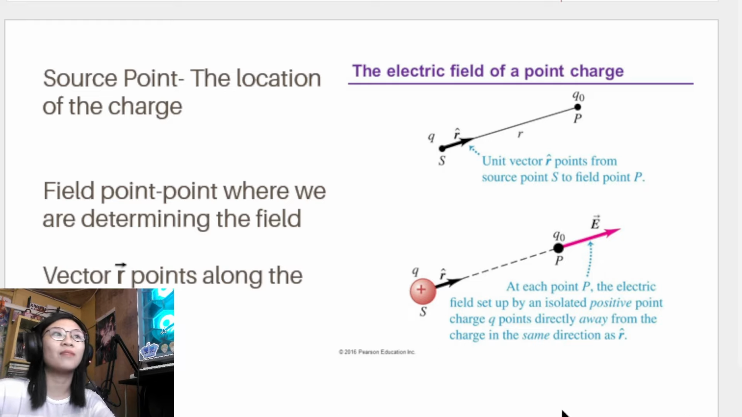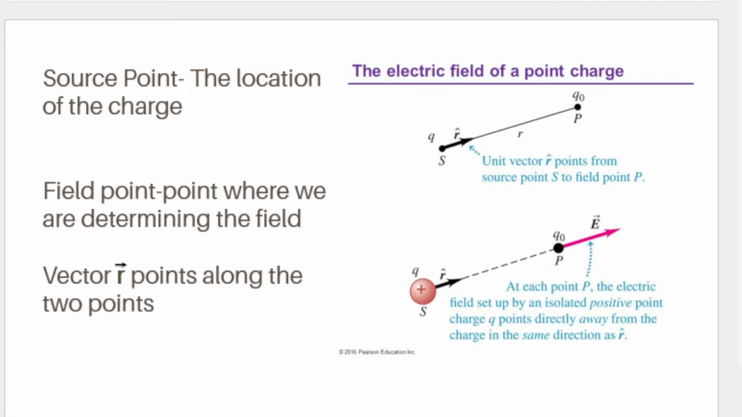So then we also have vector R. Vector R points along the two points. So vector R, in the electric field, is what points from S to P. Since this is a positive charge, positive has an outward direction. That is why R is from S to P. But if it is negative, that will be inward.